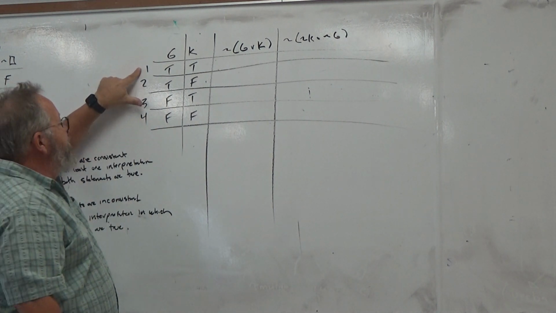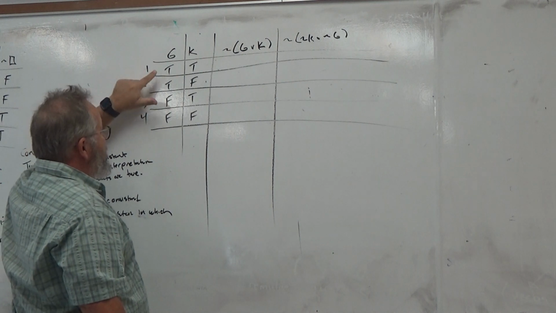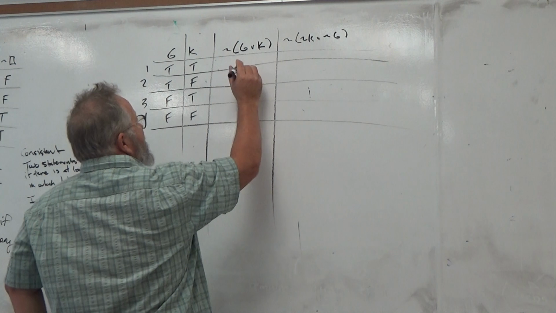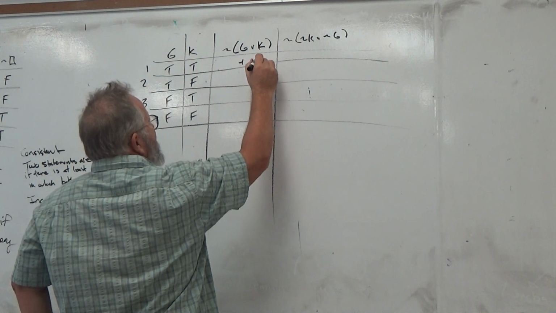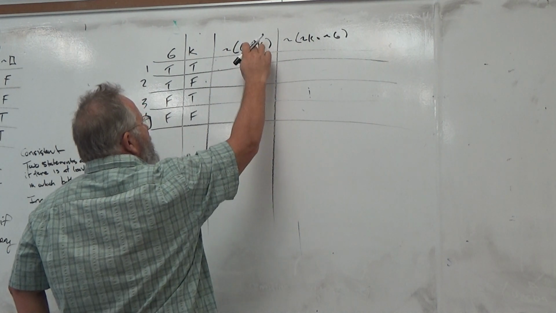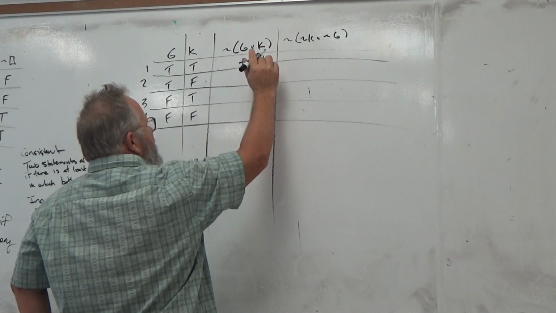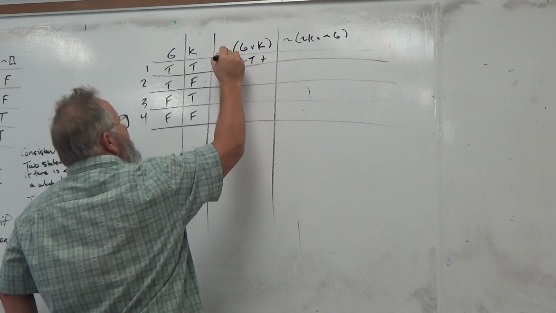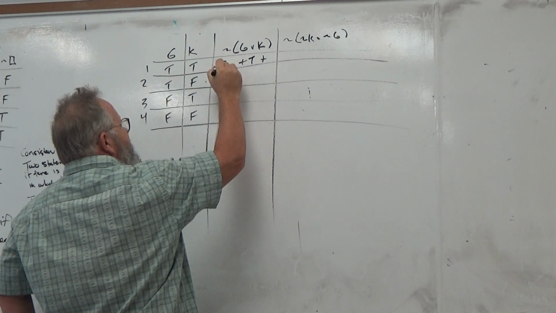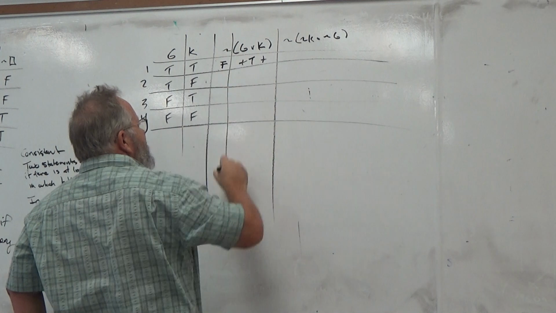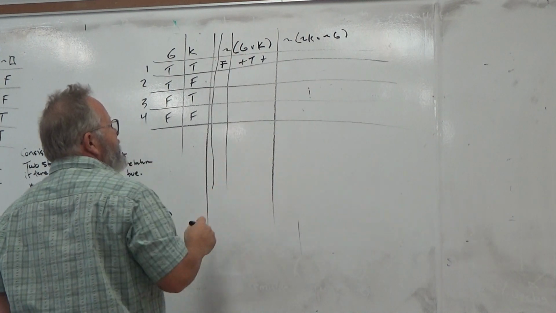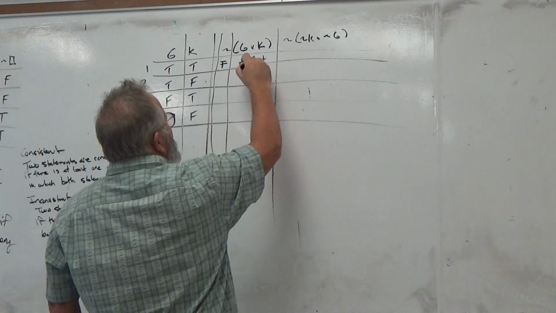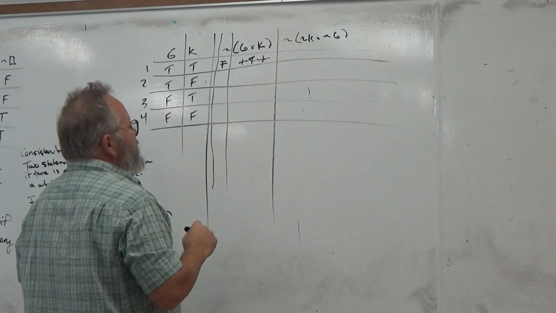Okay, so we're going to deal with interpretation 1 first, where both are true. G is true here and K is true. So if we did the or, true or true is true. But then we have to not it, and so our final answer is false. This is my final answer, the main logical operator. Okay, so it's false right there.